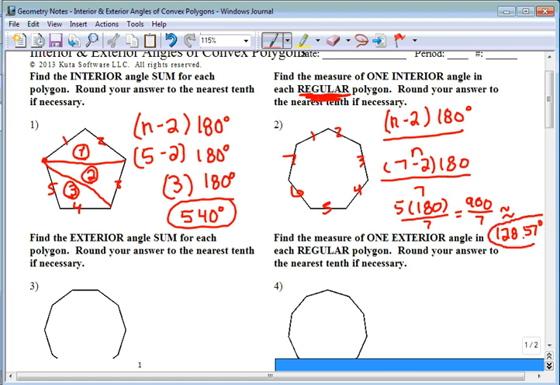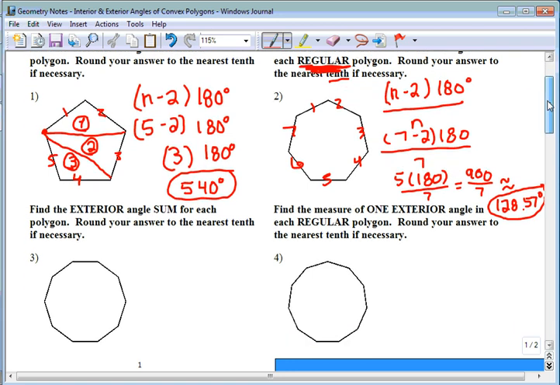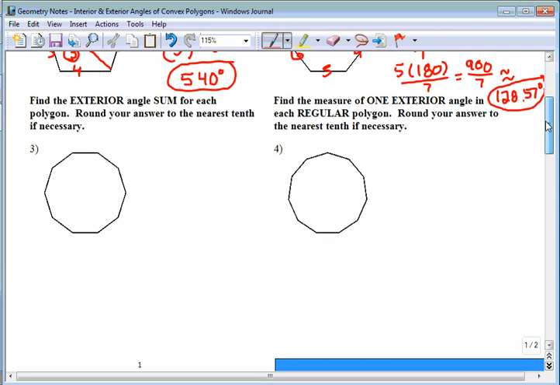So each of the interior angles of a regular heptagon is approximately 128.57 degrees. Again, 2 decimal places is a good place to be. This said tenth, so you could have rounded to 128.6, which would have technically been a tenth.